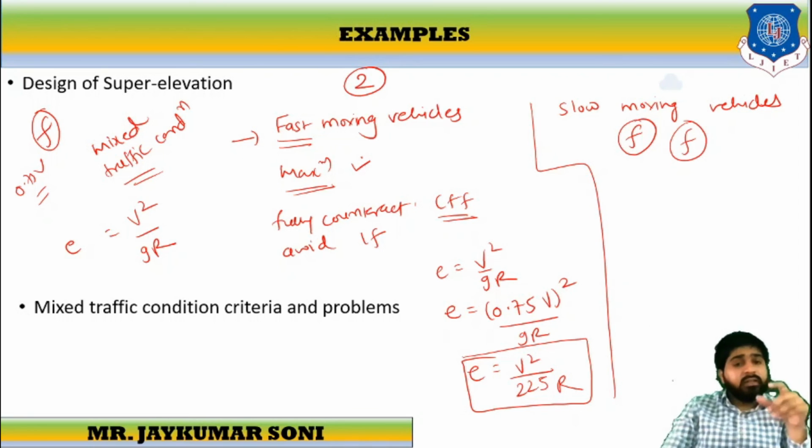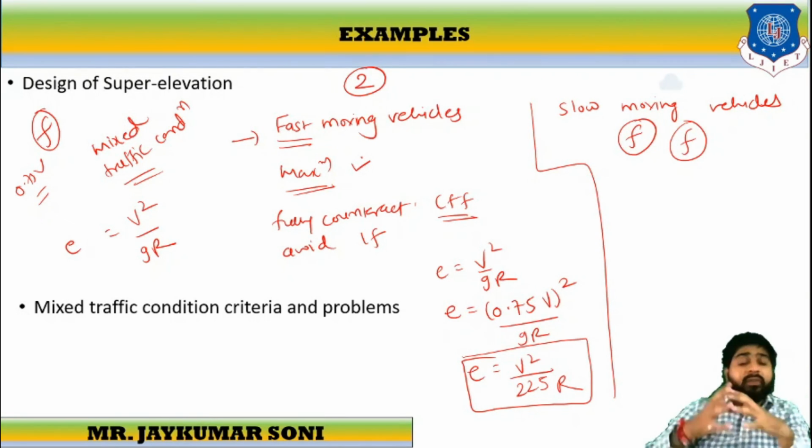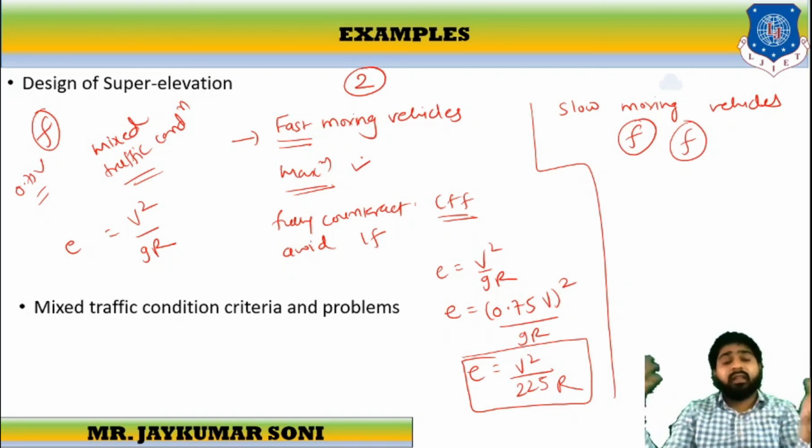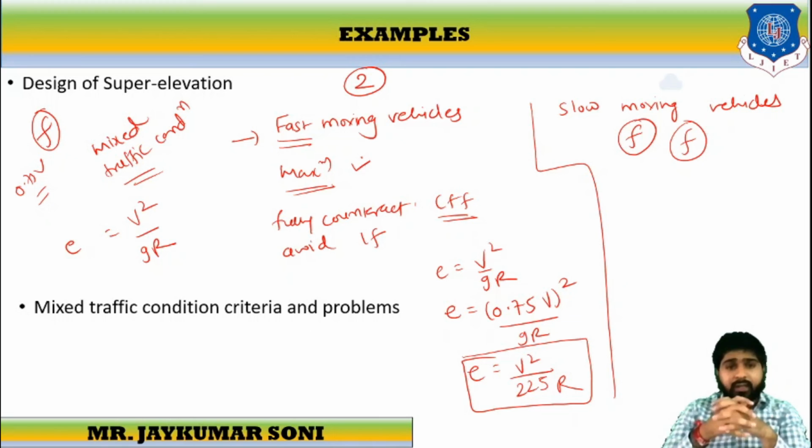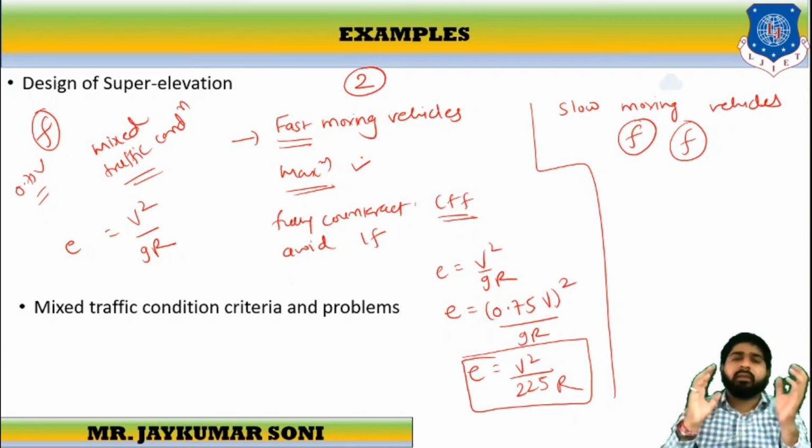Why have we taken this equation? Because whenever we are discussing fast moving vehicles, there are various categories of vehicles traveling on the road. Heterogeneous traffic is there, and at that time we need to provide maximum super elevation to fully counteract the centrifugal force, and we need to ignore the lateral friction. So we will ignore f, we will take 75 percent of design speed, so it will be e is equal to V square by 225R, and for the slow moving vehicle we will be dependent upon the lateral friction force.